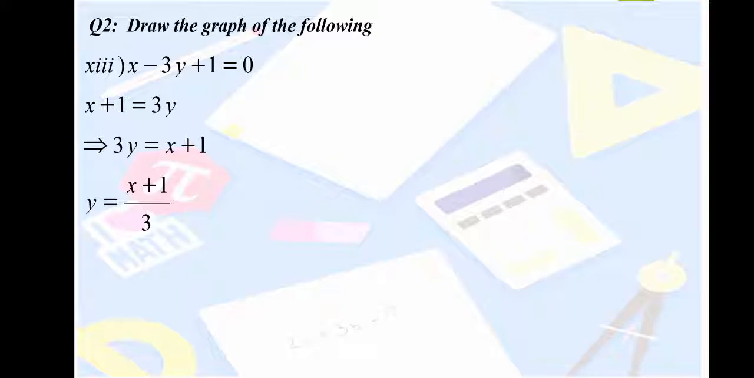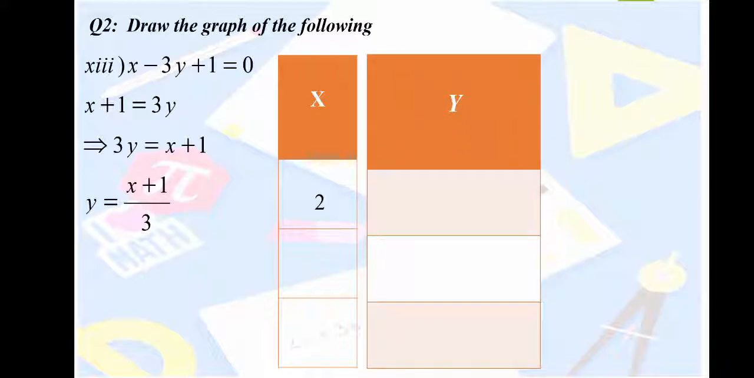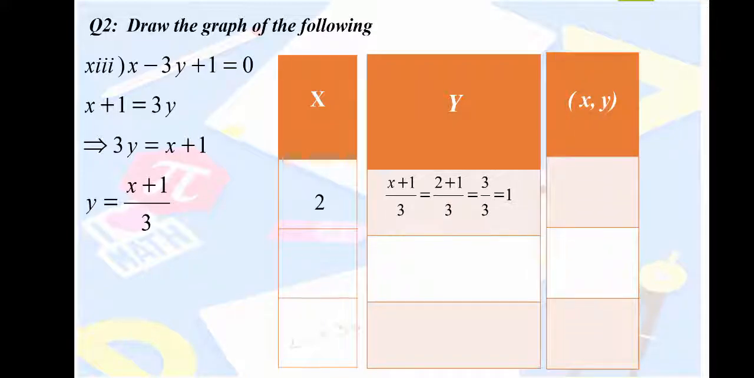So now again a fraction is there. You have to take such numbers that remove the denominator. First of all, we will take random numbers. x is equal to 2. Replace it in the equation. It becomes (2 plus 1) over 3. (2 plus 1) over 3 equals 3 over 3, and it gives you one as the answer. The ordered pair is (2, 1).